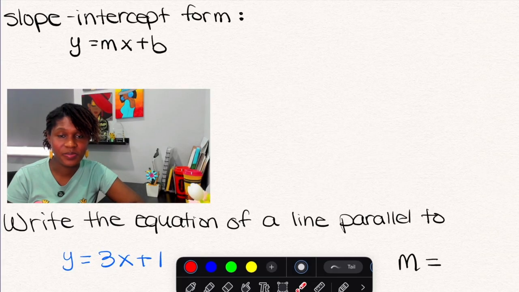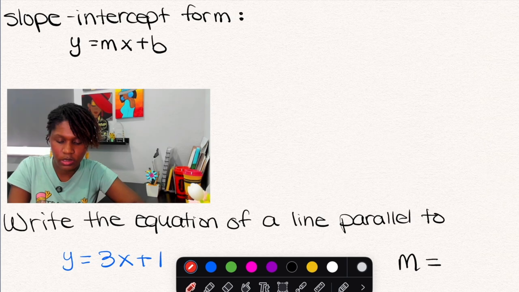Let's get started. Let's review something you need to know to be successful in today's lesson, and that's your slope-intercept form. Slope-intercept form is y equals mx plus b, where m is your slope. And that's the main thing that we're going to be focusing on today.